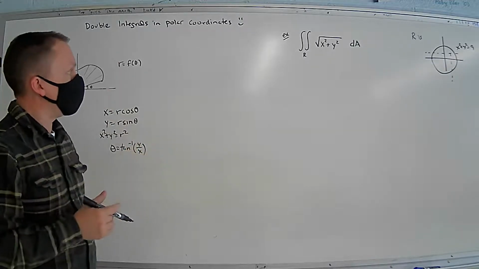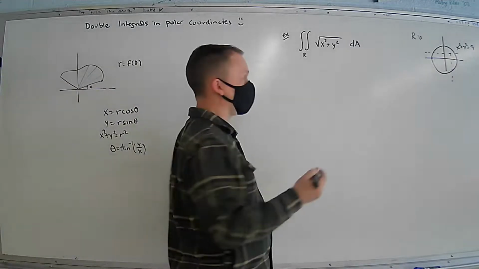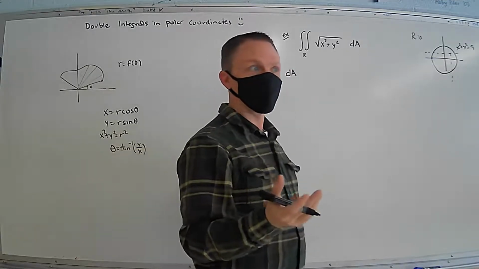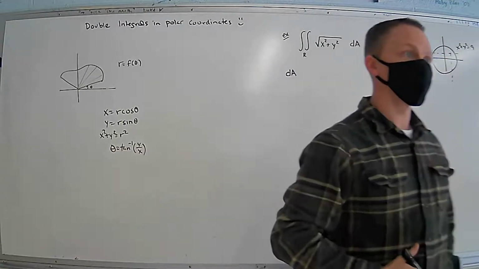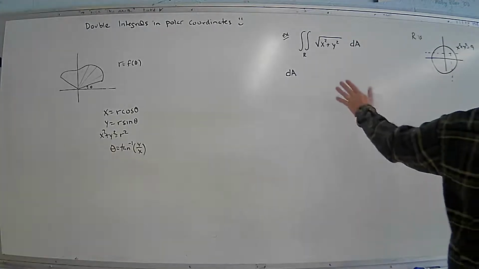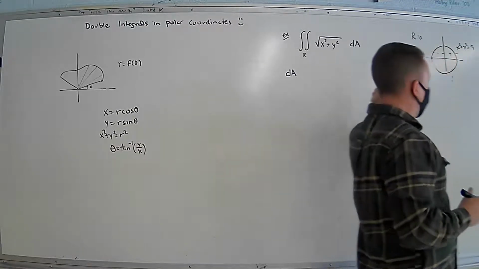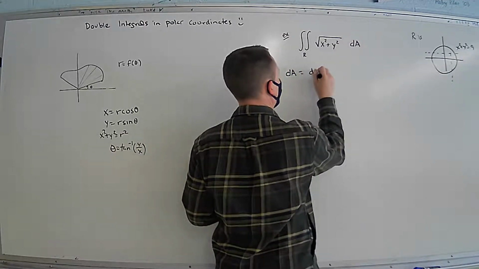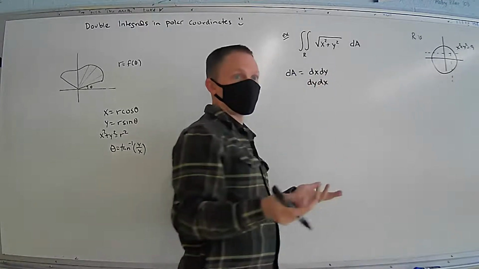Okay? So in Cartesian coordinates or rectangular coordinates, dA, what is dA? What does that mean over here? Well, dA by itself is just a little chunk of the area of this, right? And when we do it in rectangular or Cartesian, dA is equal to dx dy or dy dx, correct?